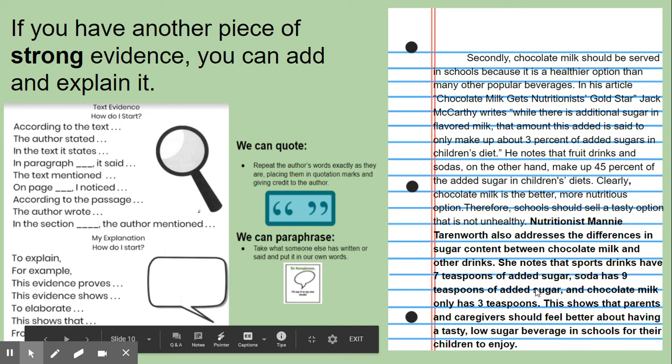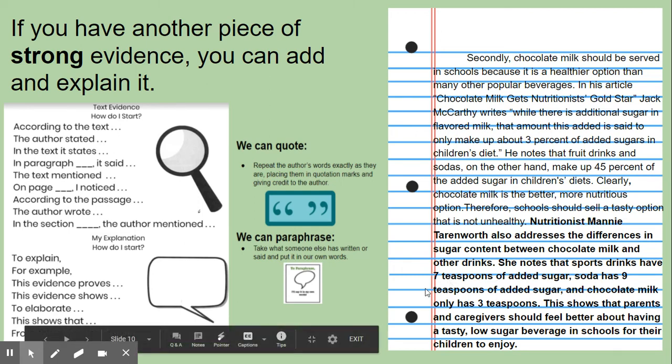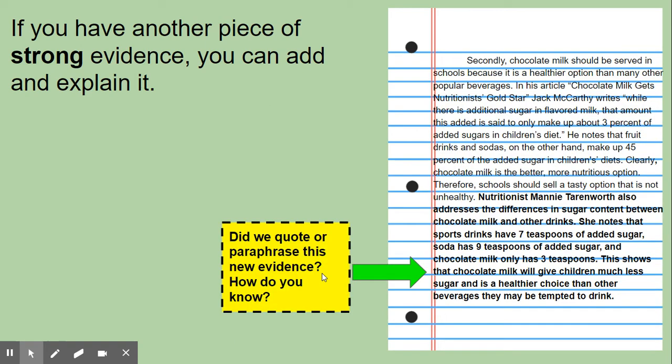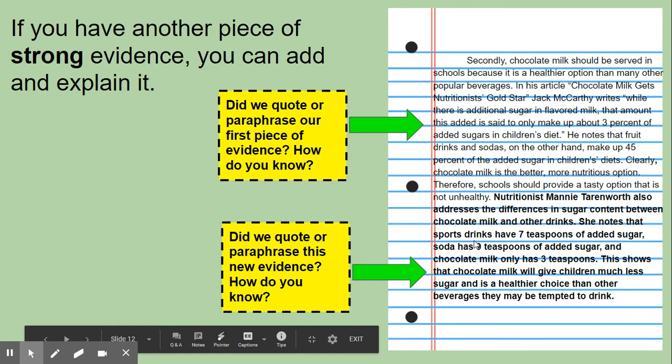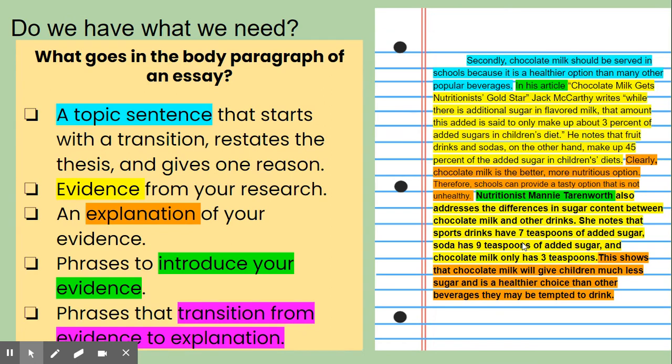Now I need to explain my evidence. This shows that parents and caregivers should feel better about having a tasty, low-sugar beverage in schools for their children to enjoy. All right, and notice that I didn't quote this time. I paraphrased, where I took the author's words and put them into my own words. I still gave credit to the author. So notice I use quotes and paraphrasing in this part.